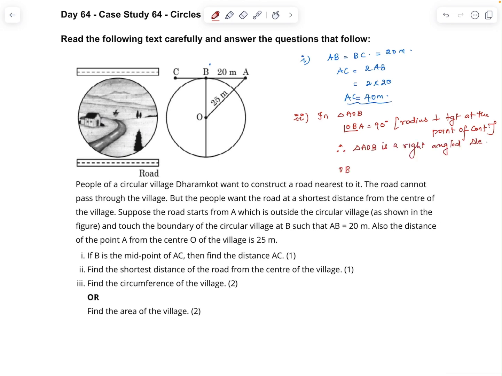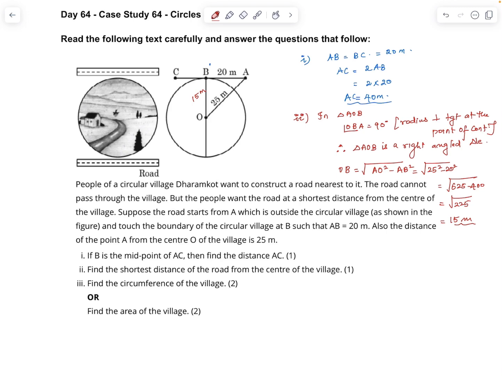Applying the Pythagoras theorem, OB is equal to square root of AO square minus AB square, which is square root of 25 square minus 20 square, which is root 625 minus 400, which is equal to root 225, that is 15 meters.